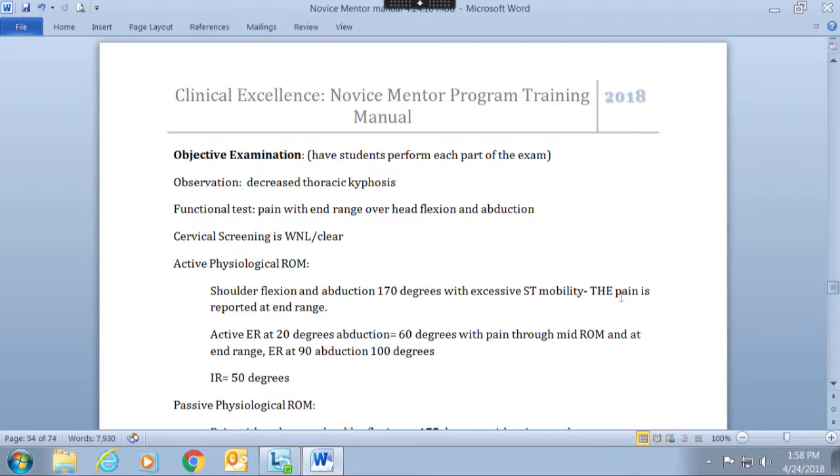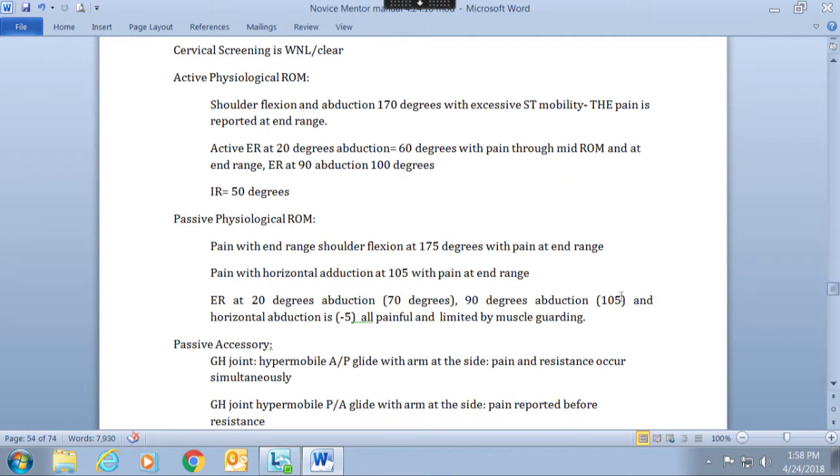Active external rotation at 20 degrees is 60. Pain at mid-range, end range, at external rotation at 90 was 100 degrees. So he was having pains at the extremes. Internal rotation was limited. Go through passive again, practice it. Go through flexion. You can also have them practice how to do glenohumeral abduction without external rotation, pure glenohumeral, or glenohumeral abduction with external rotation.